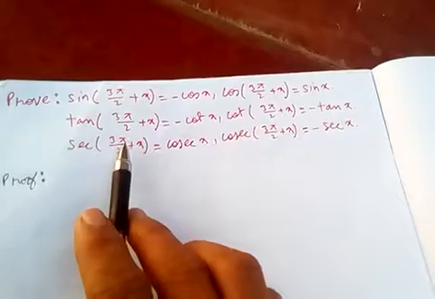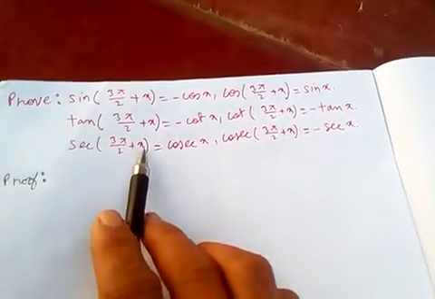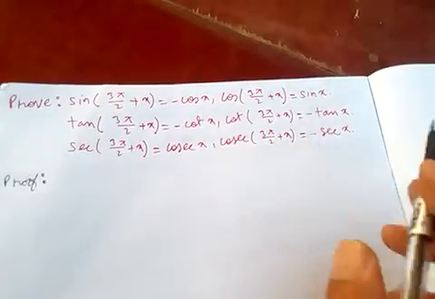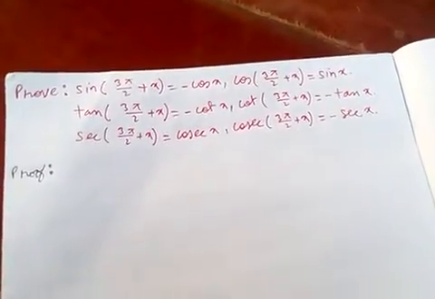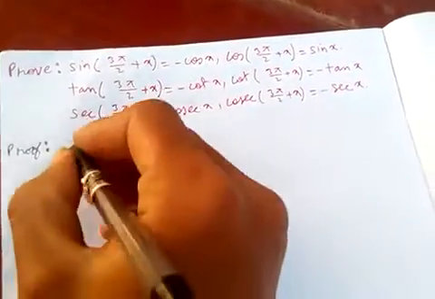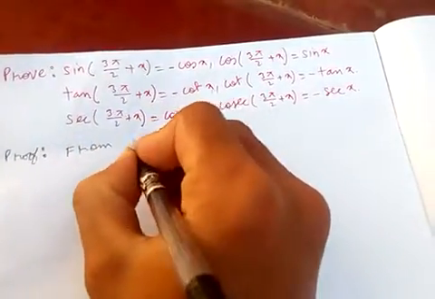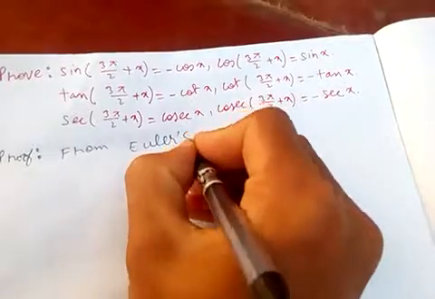And sec of 270 plus x is cosec x. And cosec of 270 plus x is minus sec x. So I'm going to prove this using the Euler formula.